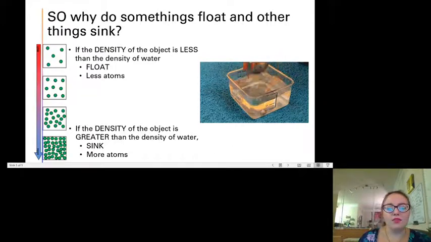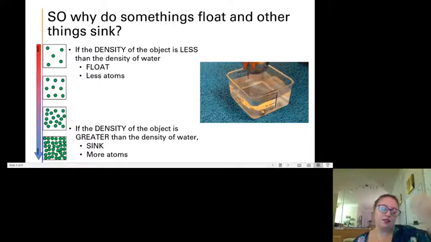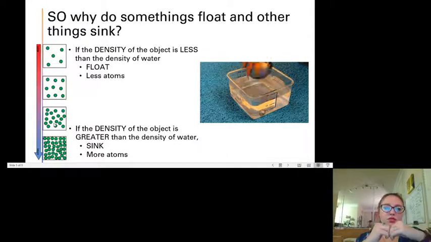If we have something with a lot of matter in it, like the lead, it's going to sink straight to the bottom because it has so many atoms in it that it just pushes all the water ones out of the way. All these atoms are so compacted together that the water ones just push out of the way so it can sink to the bottom.